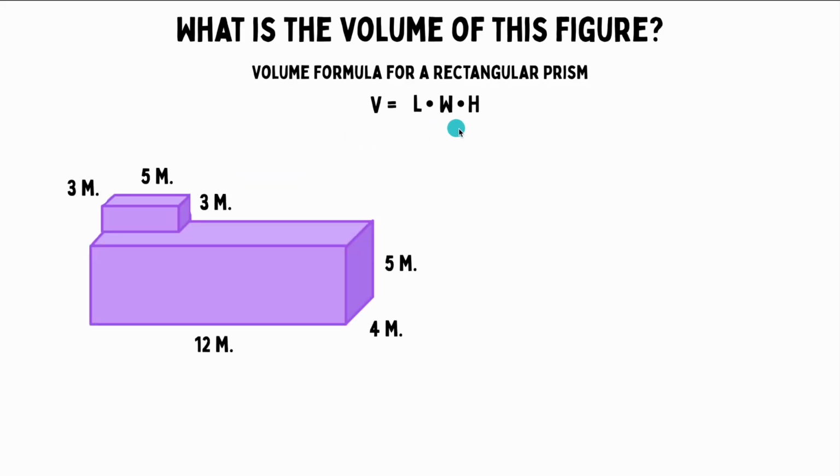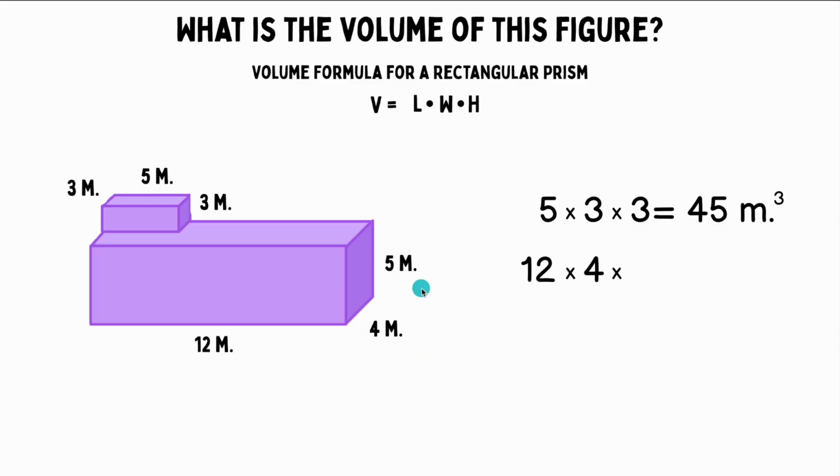Volume equals length times width times height. Let's start. 5 times 3 times 3. We know that 9 times 5 equals 45. So this rectangular prism has a volume of 45 meters cubed. Now let's find the volume of this rectangular prism. We need 12 times the width, which is 4, times the height, which is 5. We know that 20 times 12 equals 240 meters cubed.